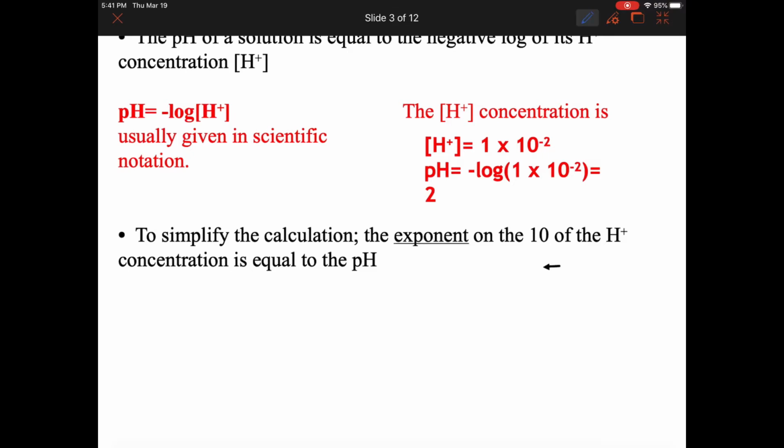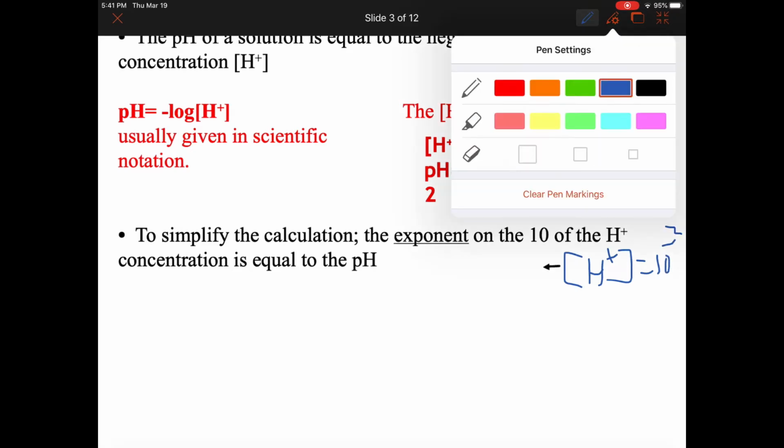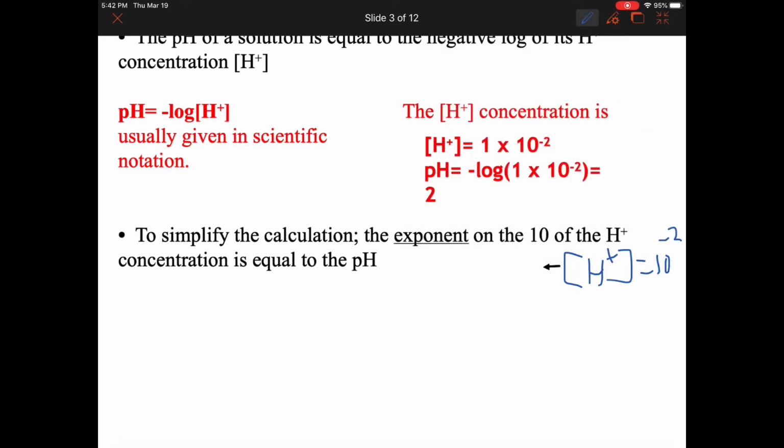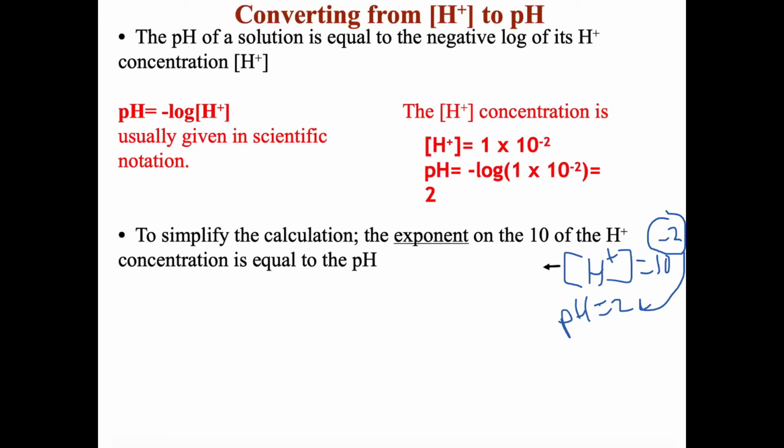So in this case, your H plus concentration was equal to 10 to the negative second. If we take that negative 2, well, we can't have a negative pH, but we can just say that the pH is equal to 2. So this is the little trick. You don't need to worry about all of this stuff at the top with negative log of H plus. In reality, you just take the exponent and make it positive.